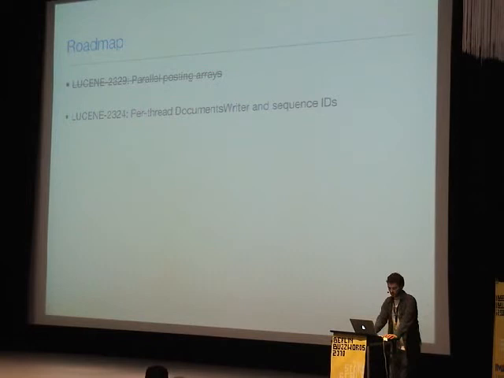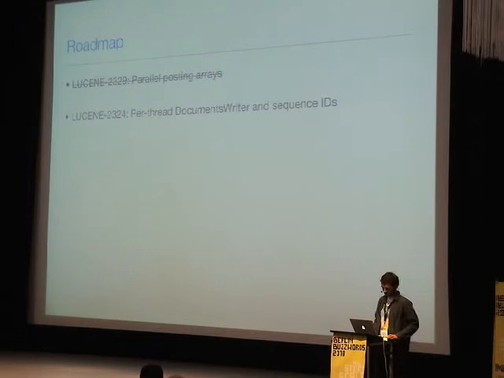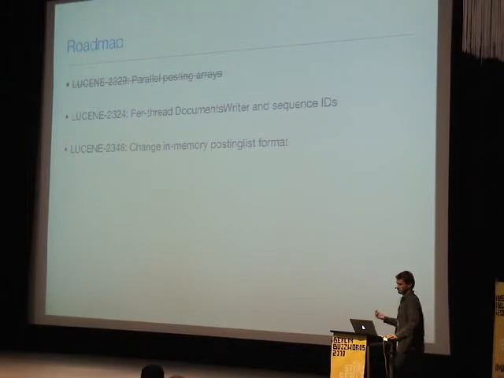This is a roadmap for getting all this stuff into Lucene. The first patch is already committed, the parallel postings array that reduces the number of objects. The next patch is a really large one, the refactoring of the documents writer to have a single-threaded indexing chain, and introducing sequence IDs. Then we have patch 2346 that we're going to work on after, which is actually evaluating other in-memory formats for postings.